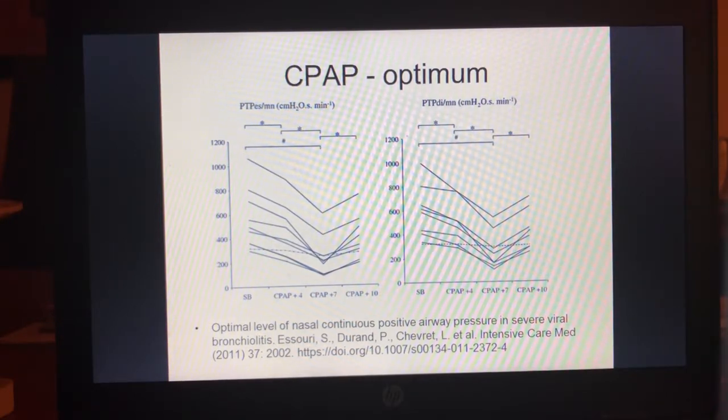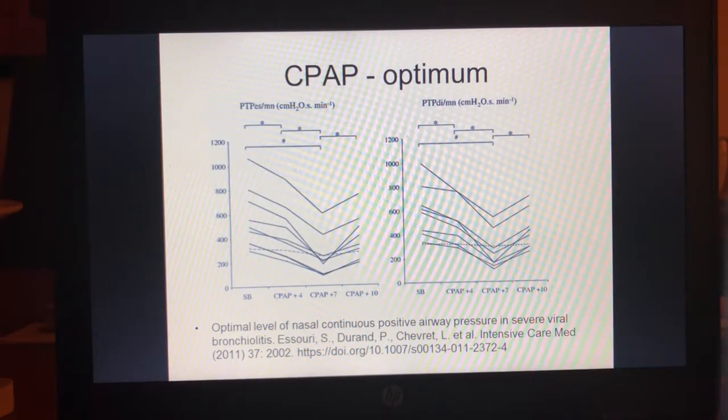So here we can see a slide showing 2 graphs regarding CPAP, and what they essentially show is that using a CPAP level of 7 centimeters of water pressure improves work of breathing compared to the use of 4 centimeters, and also it's better than going as high as 10. So let me talk you through these graphs.